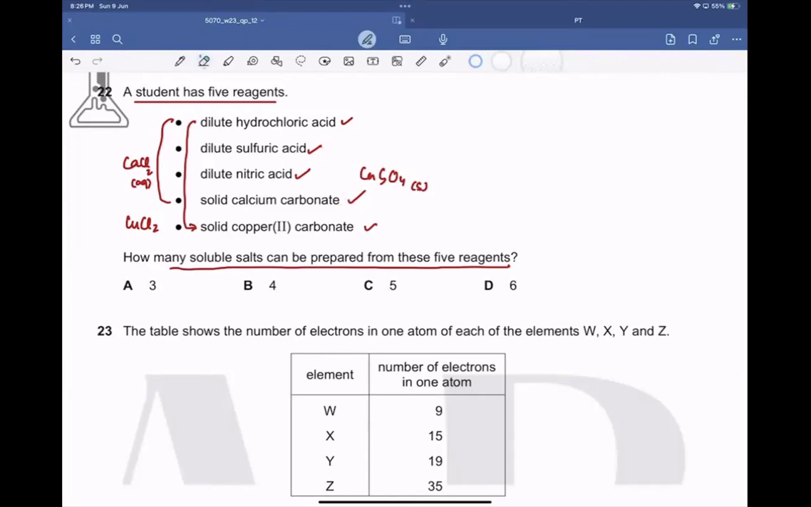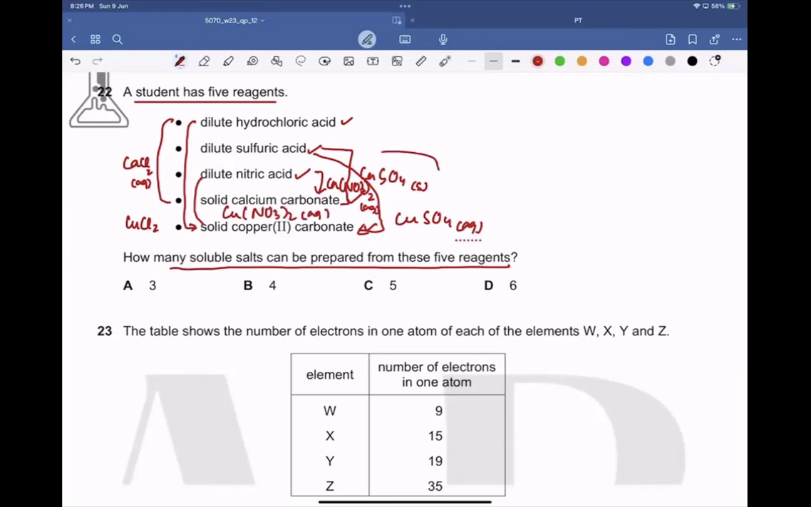If I react these two, I will get copper sulfate, which is water soluble. And in the same way, if I react this one, I will get calcium nitrate, which is also water soluble. And if I react these two, I will get copper nitrate, which is also water soluble, right? So only one is water insoluble.